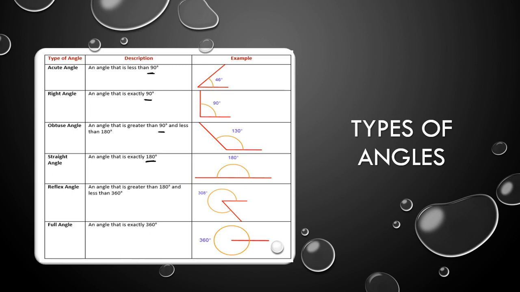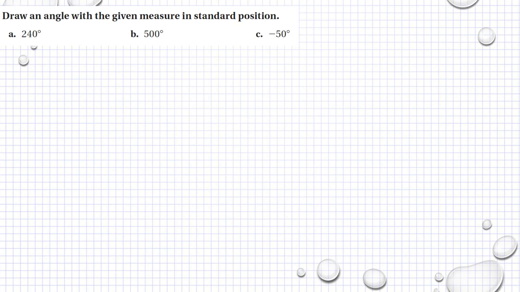It's good to know. And then we have the reflex angle. Reflex angle is always outside the two, the initial and the terminal lines. And then we have the full angle. We call it 360 degrees. Okay, I think we're ready to solve this. Draw an angle with a given measure in standard position.